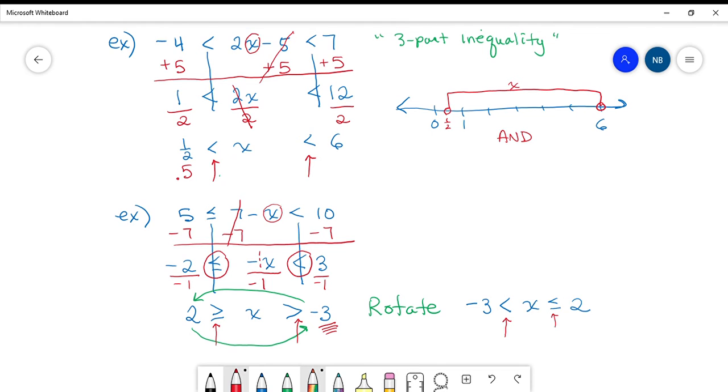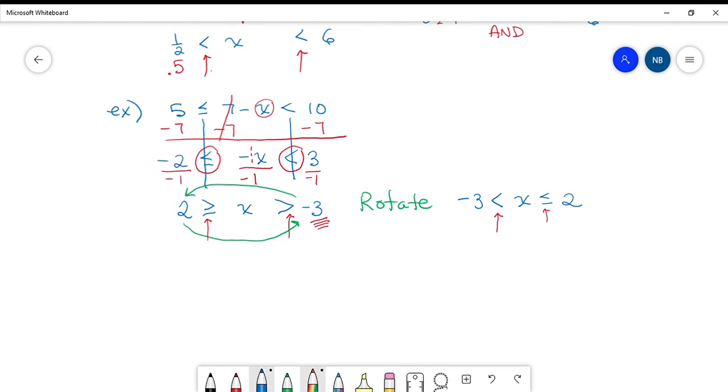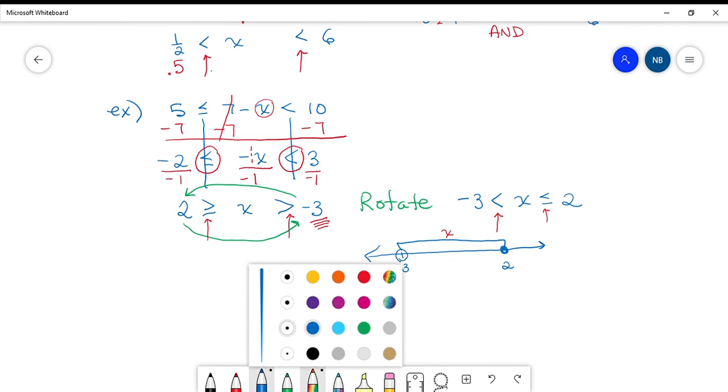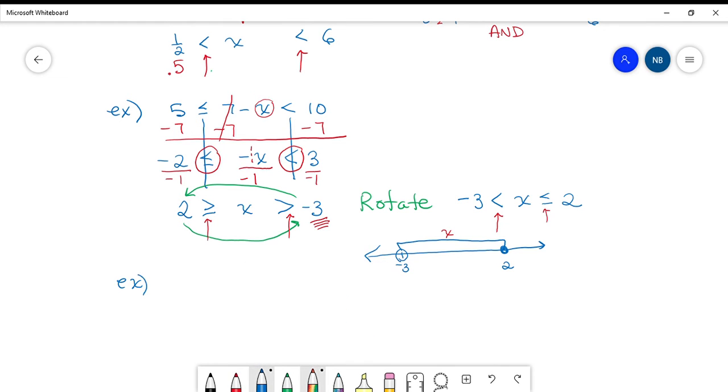Now we're going to graph that solution. We need an open circle at -3. We need a closed circle at +2, and x is in the middle. So my x is between -3 and 2, excluding the -3, but including the 2. All right, three-part inequalities can be presented to you another way. So we're going to do one more example of a three-parter.